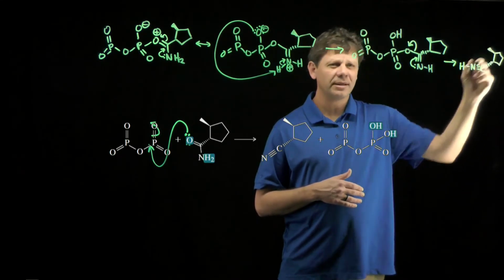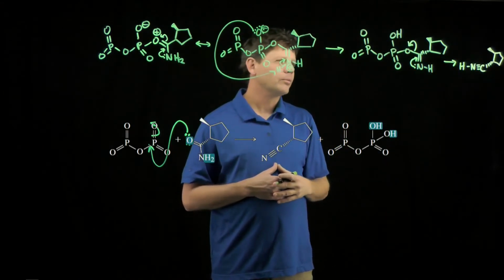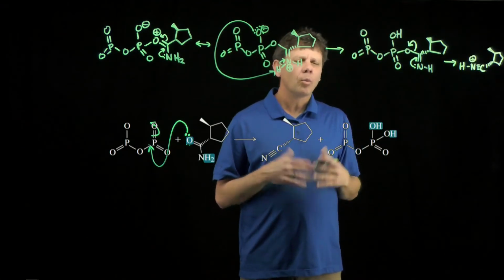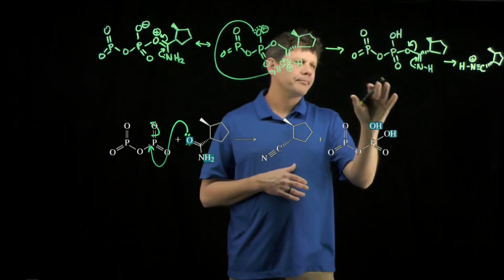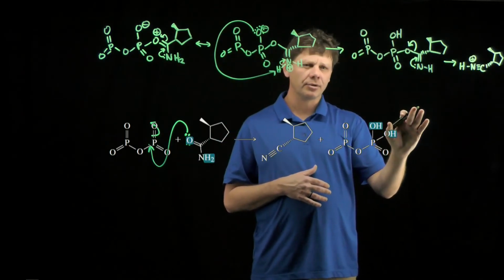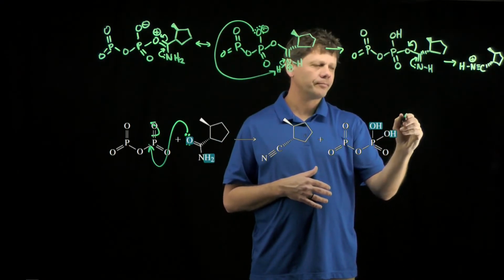Make sure I don't run out of space. There we go. Barely fit that in. That'll have a positive charge on nitrogen. What's the other group that we're going to make? This phosphate, this diphosphate that we have here. Let me draw that in this position.